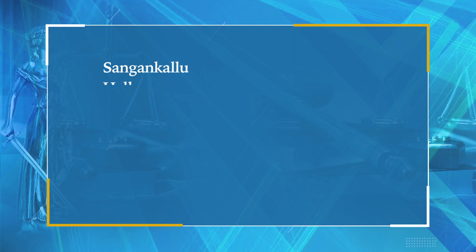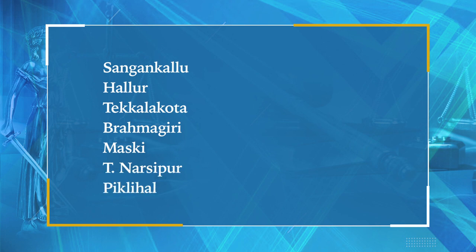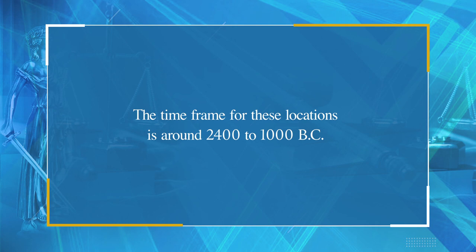An ash mound is a large pile of ash that has collected over time from frequent burnings of animal dung. These sites have been located at Sanganakallu, Hallur, Tekkalakota, Brahmagiri, Maski, T. Narsipur, and Piklihal, from where significant Neolithic remains have been found. In Karnataka, while Utnur, Palavoy, Kodekal, and Budihal are noteworthy Neolithic sites in Andhra Pradesh, Paiyampalli in Tamil Nadu needs to be mentioned here. The time frame for these locations is calculated by certain archaeologists at around 2400 to 1000 BCE.